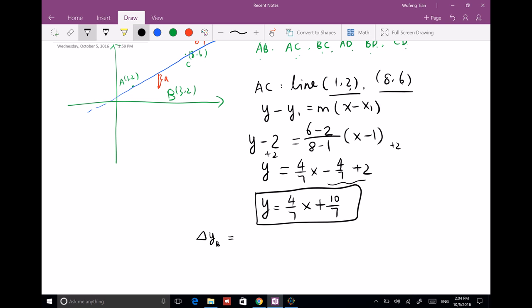Under the AC line, the original Y value for B is 2. What is the Y value of this B prime? You have the X value, which is 3, and you have the linear equation given. So we can find the Y value of B prime.